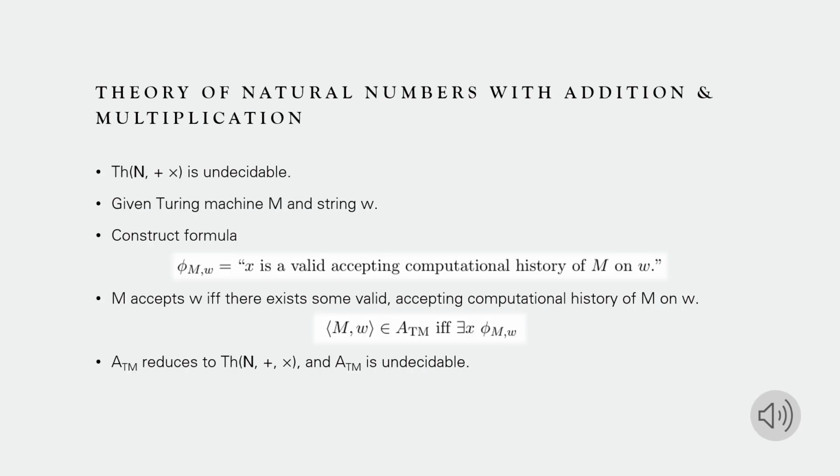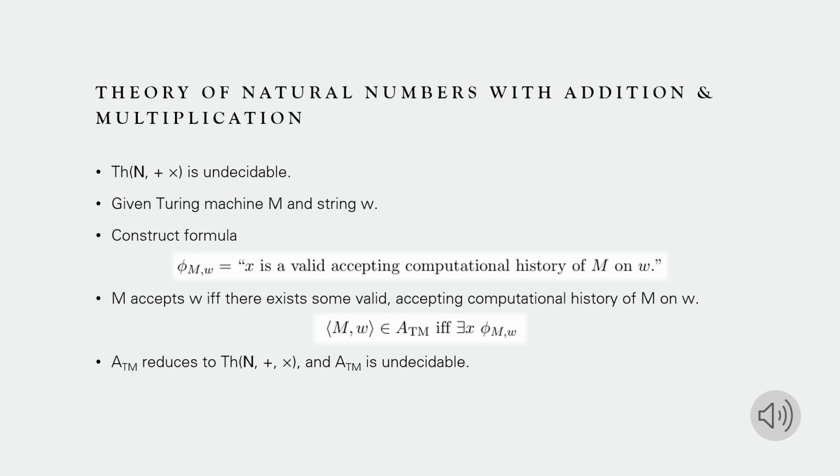The theory of the natural numbers with addition and multiplication is undecidable, and you can show that it's undecidable using reduction. So given a Turing machine M and a string W, you can use the plus and times relations to construct a formula that says X is a valid accepting computational history of M on W. The fact that you have both plus and times allows you to check that a natural number X encodes a computational history of M on W.